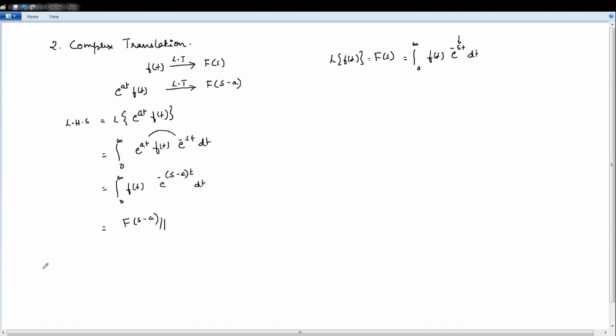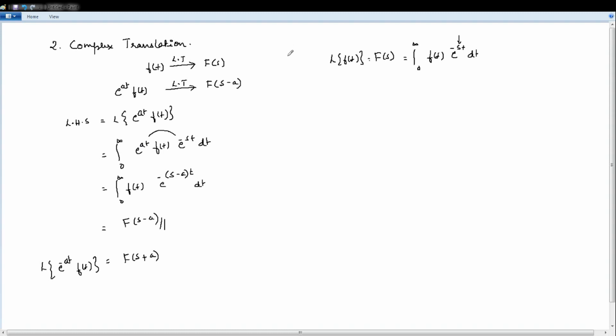This is equal to the right hand side, so we have proved it. Now the extension of this is, what if you have a negative sign on the exponential, e^(-at) f(t)? This would be F(s plus a), so there will be only a sign change. This can be proved on the same lines by substituting e^(-at) here. If you take the minus out, you will get s, and since you already have a minus sign here, you get s plus a, so it will be F(s plus a).